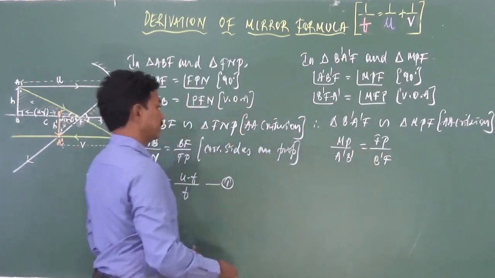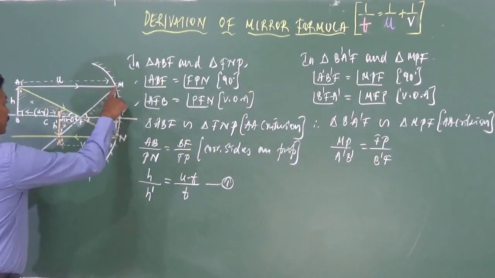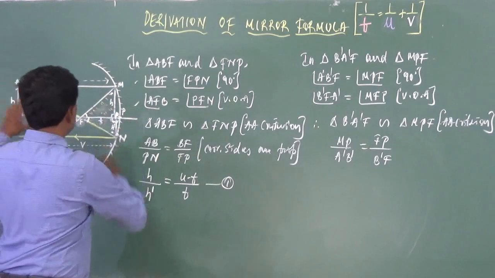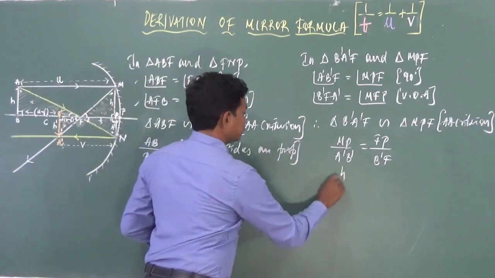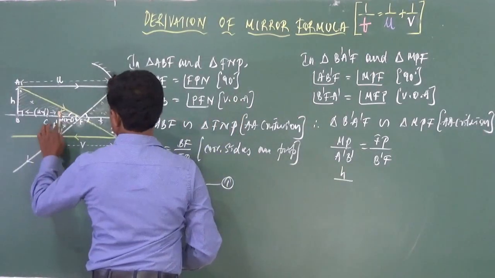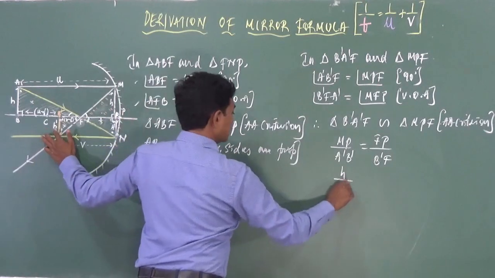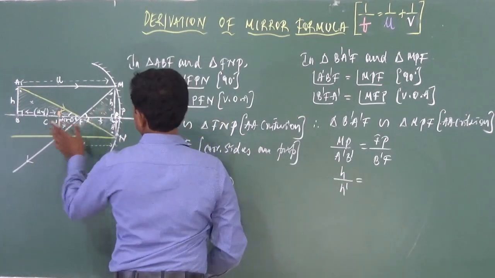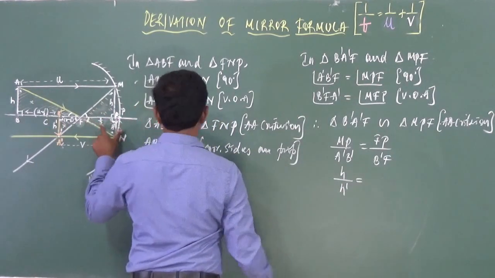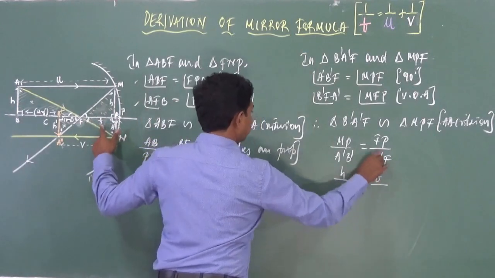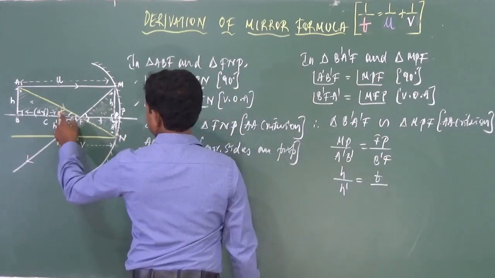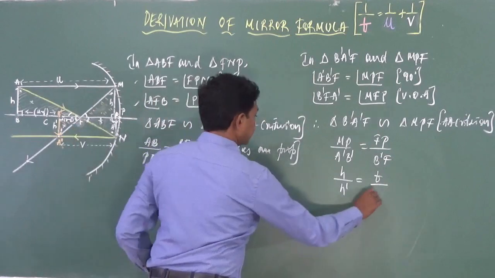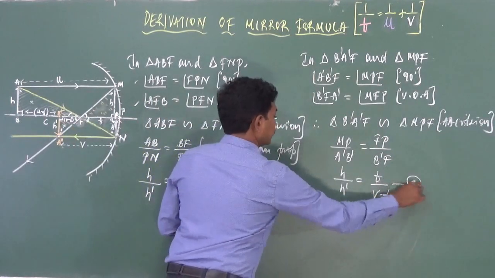So we will substitute the values. MP value is H, which is equal to this. So H by A dash B dash, that is H dash, is equal to FP. FP value is F, by B dash F, whose value is V minus F. Take it as equation 2.